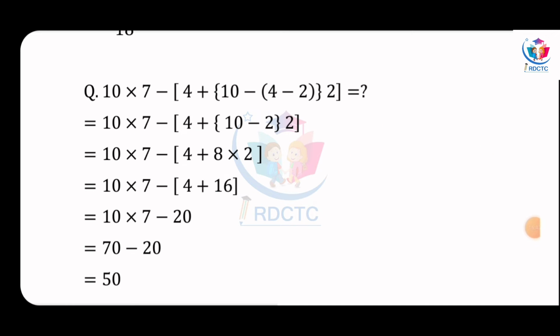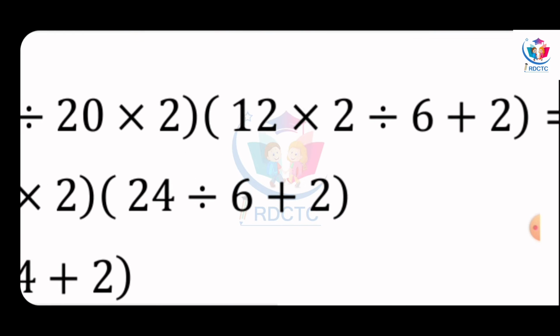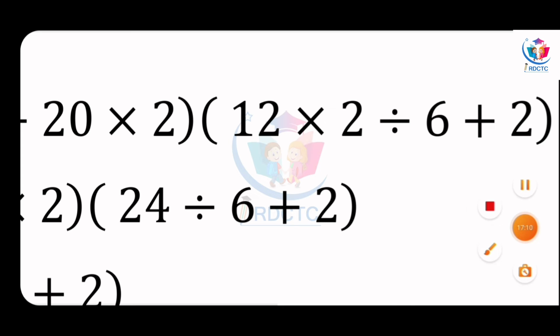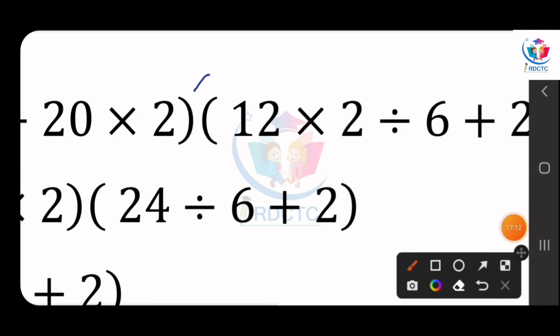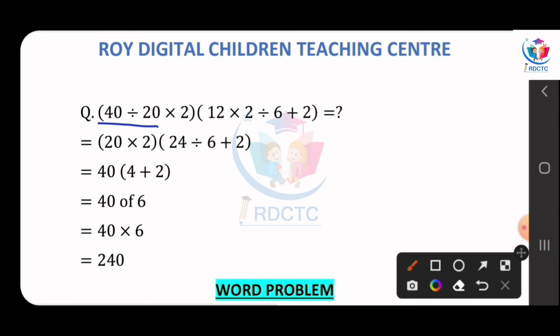Okay, let's see our next question. The question is first bracket 40 minus 20 into 2, then first bracket 12 into 2 divided by 6 plus 2. Okay, and look at the question carefully. There is also no symbol here. It means it is multiplication. Okay, now solve the sum. We divide 40 by 20 and we get 20 here.